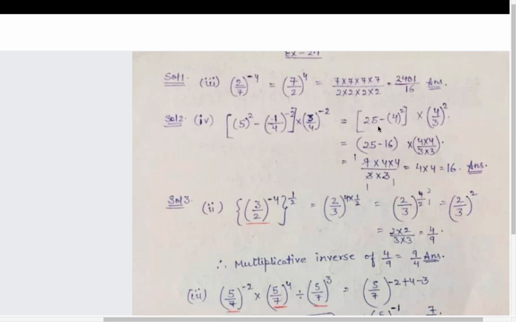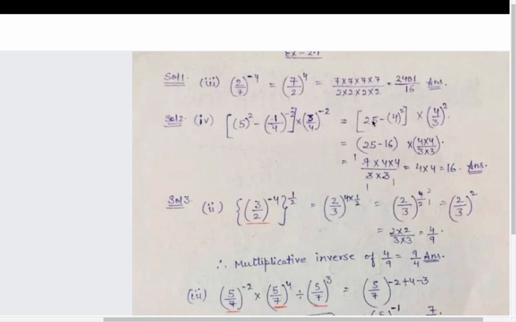Now 5 square is what? 25. And 1 by 4 raised to power minus 2: take the reciprocal, it comes 4 by 1, that is 4 itself, its power 2. Into what will you turn this? What will this turn to? 3 by 4 whole raised to power minus 2 becomes 4 by 3 whole raised to power 2.